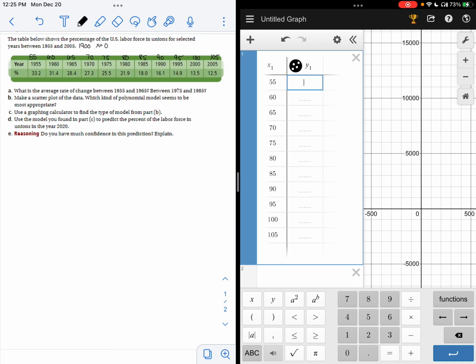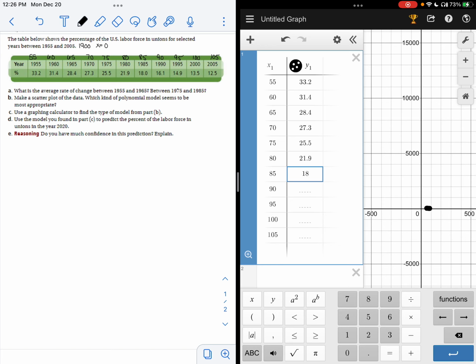All right, now in the Y column, we'll do 33.2, 31.4. Oops, sorry about that. 31.4. Now, if you're in a handheld calculator, you're going under Stat and Edit here. 28.4, 27.3. Let's see, 25.5. I don't think they're all in there right. 21.9. But this is fun, watching me type this in by hand.